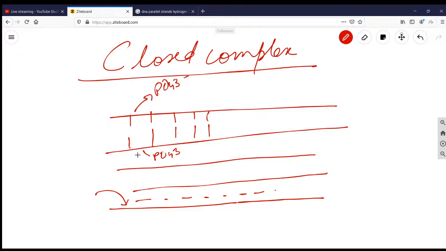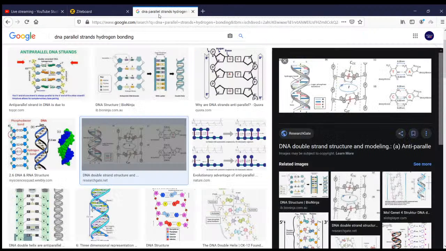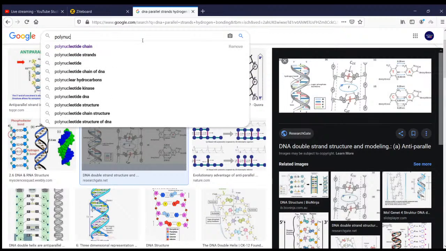We need to read the base, not the phosphate, because phosphate and the deoxyribose sugar are the constants. Nucleoside will be the deoxyribose sugar plus the nitrogenous base. But the combination of deoxyribose sugar and phosphate, they are the constants. So you can look here at the structure of DNA. Polynucleotide is DNA, multiple nucleotides.